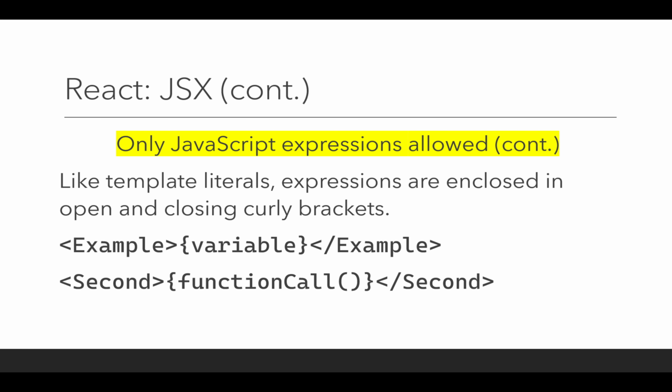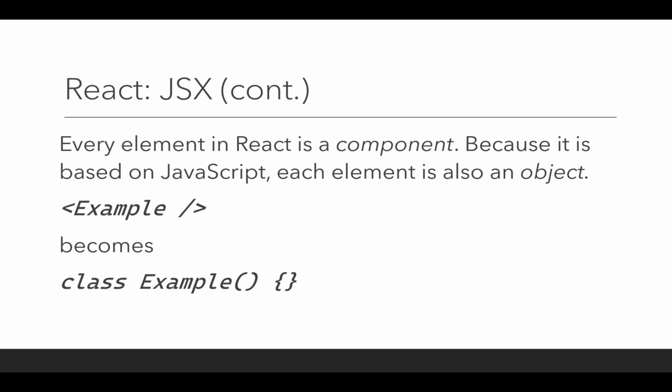Now the other thing that needs to be put into this is that every element in React is its own component. Again, React uses the component model, so all elements are technically components. Because it is based in JavaScript, each element is also an object, again, because JavaScript is based on an object-oriented programming model. So everything is an object, and in React, everything is a component, all elements that is. So all elements are themselves both components and objects based on the language and the model that React uses.